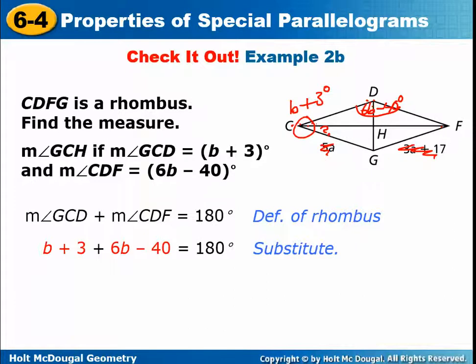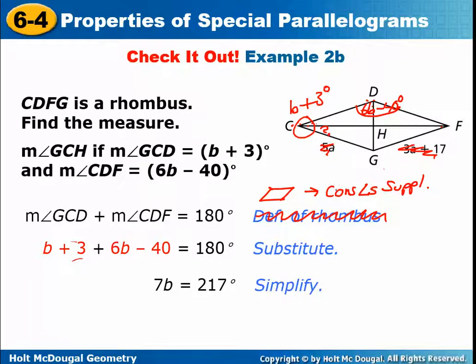So definition of rhombus, not such a great reason for this. This would be more, I can't write these too great, but parallelogram implies consecutive angles supplementary, maybe is the short way of saying it. And then we would plug in what we know. Measure of angle GCD is given as B plus 3. Measure of angle CDF is 6B minus 40, and we'll solve this for B.